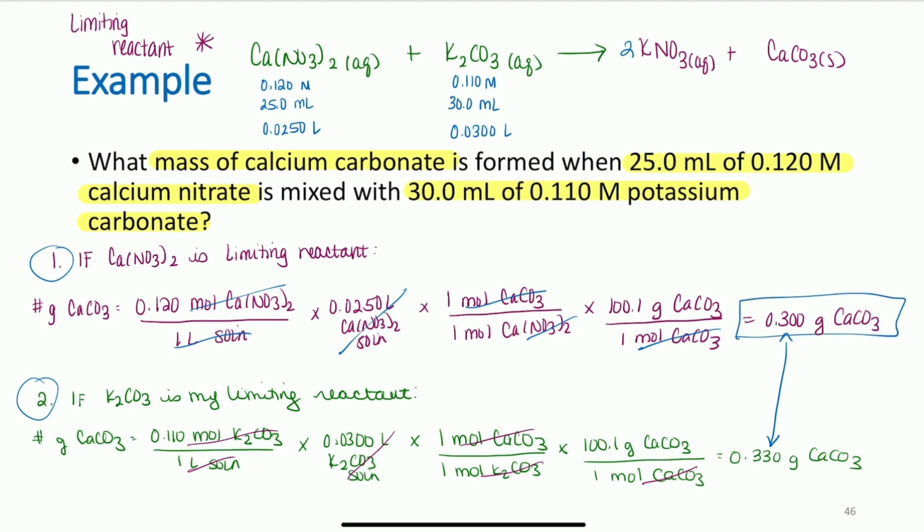This is a smaller number. This is the most I can produce. What this means is that calcium nitrate is my limiting reactant. Potassium carbonate is my excess reactant. That means that the calcium nitrate will run out, will all be reacted, while there's still potassium carbonate in solution. It also means that the most I can make under these conditions is 0.300 grams of calcium carbonate. If I was to ask you how much excess was left, you'd be calculating how much excess of K2CO3 was left in solution.